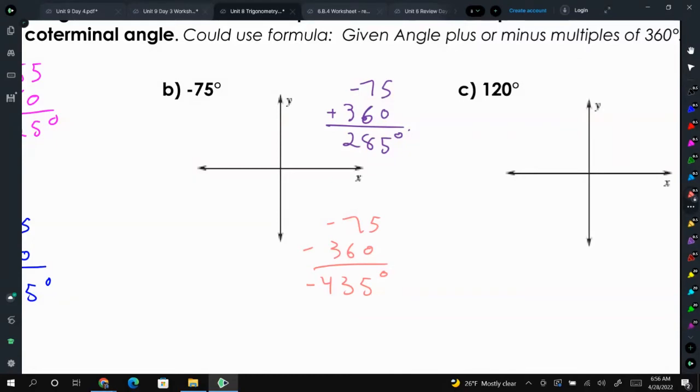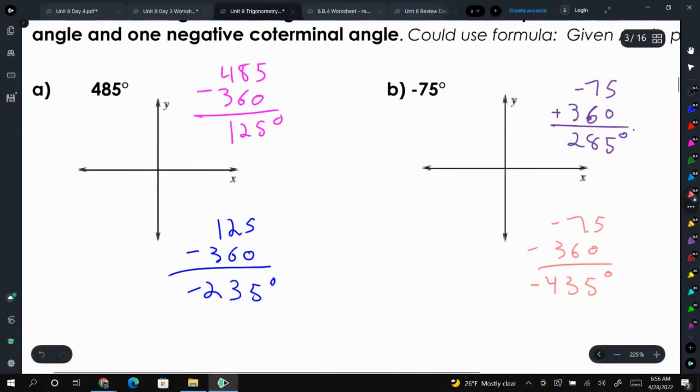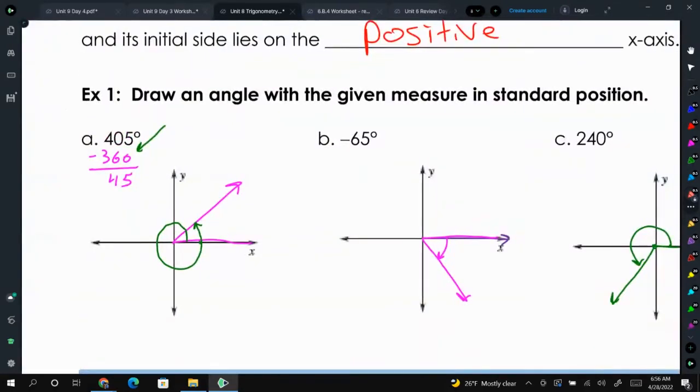And sometimes it might be easier to find a coterminal angle if I'm asking you to draw something. Like we did up here. 405 was a difficult one to draw. See, we subtracted 360 degrees and said, oh, it behaves like 45. I know what that looks like, but we need to make sure we do that full rotation, that full circle.